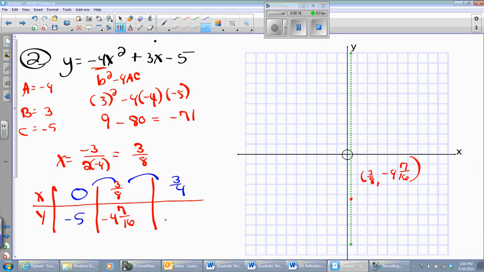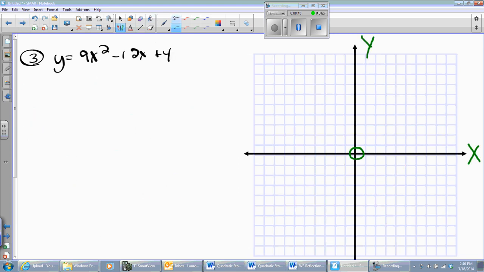Because of symmetry, I know the y-coordinate is negative 5. So 0, negative 5 would be right here. 3/4 of the way, negative 5 is right there. Label 0, negative 5, and 3/4, negative 5. There we go. Something like that. All right, pretty easy. Let's do one more here.